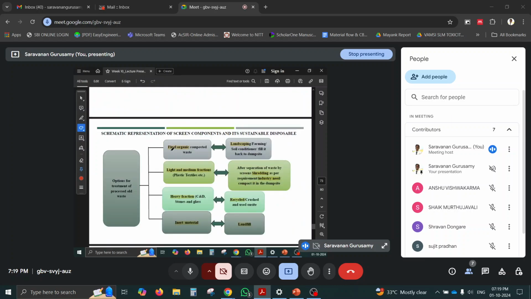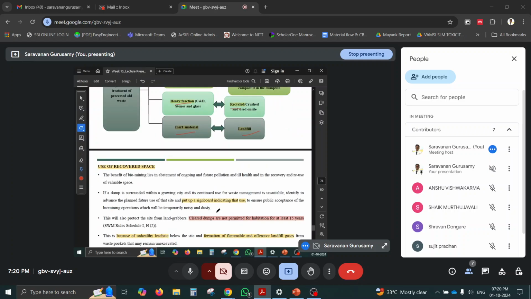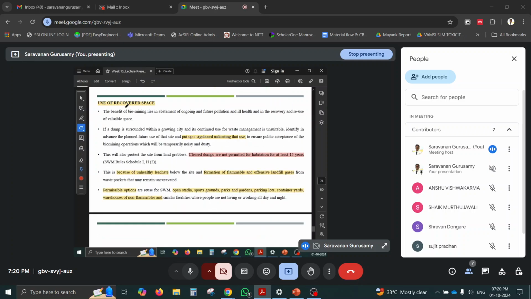The finest organic fraction, the organic compost, we can use for landscaping. Medium fractions like plastic and textile we can shred and use in industries. Heavy metal fractions we can use for recycling. Inert material we can use in landfills. So what about the recovered space? How to use it? We have to put up a signboard for the public not to use the recovered space for a minimum period of 15 years.